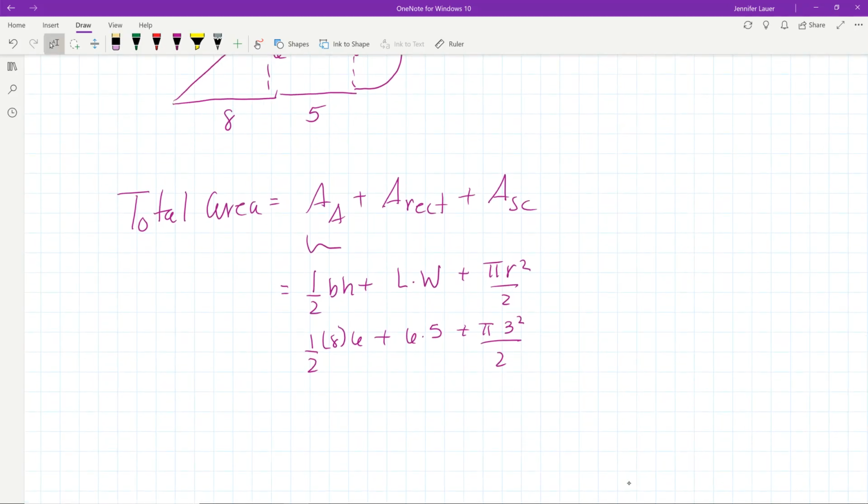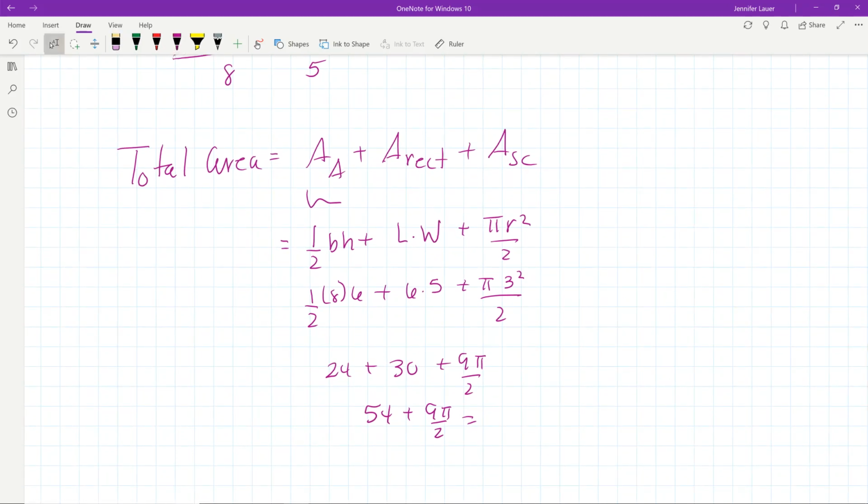So half of 8 is 4. 4 times 6 is 24. Plus 30 plus 9 pi over 2. So this will be 54 plus 9 pi over 2. And again, you would just grab your calculator. You would do the 9 pi over 2 first. So this would be 9 times pi, equals, divided by 2, which is going to be 14.14. And then, of course, just adding it to that 54 is going to give you about 68.14. And this is meters squared because it's an area.